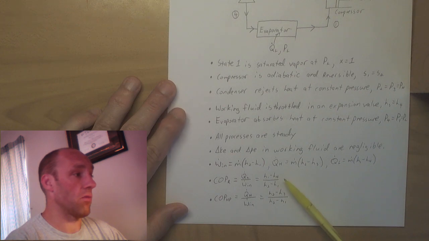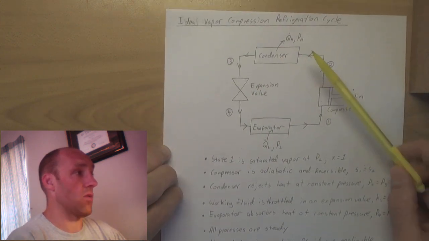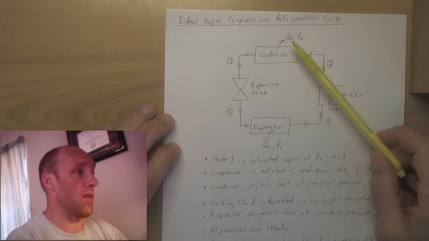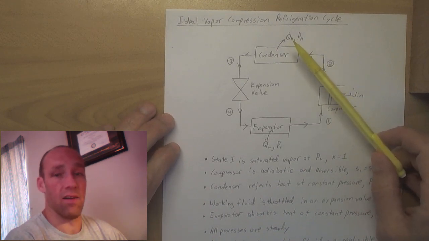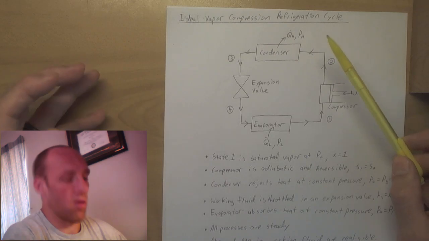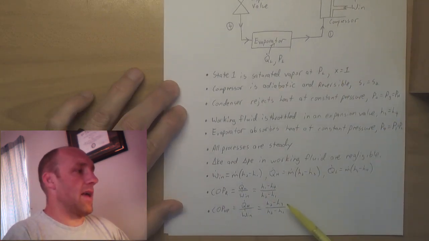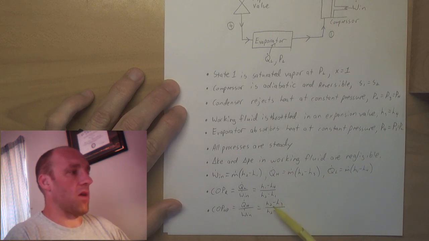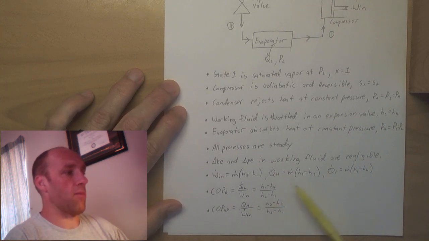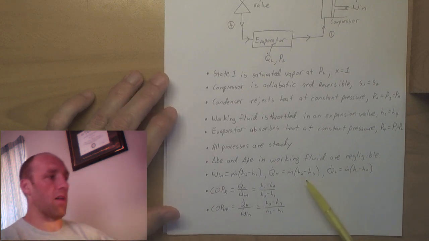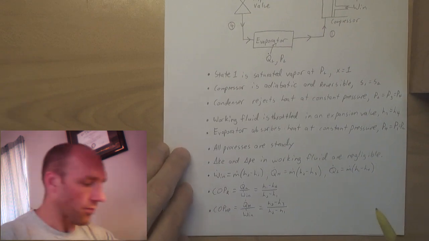And then likewise for a heat pump, now I'm interested more in the heat being rejected to the hot side. I'm using this device to heat some room or something like that. And so it's the same thing, except this quantity on the top goes from being the heat accepted on the cold side to the heat rejected at the hot side. Same thing. Okay.